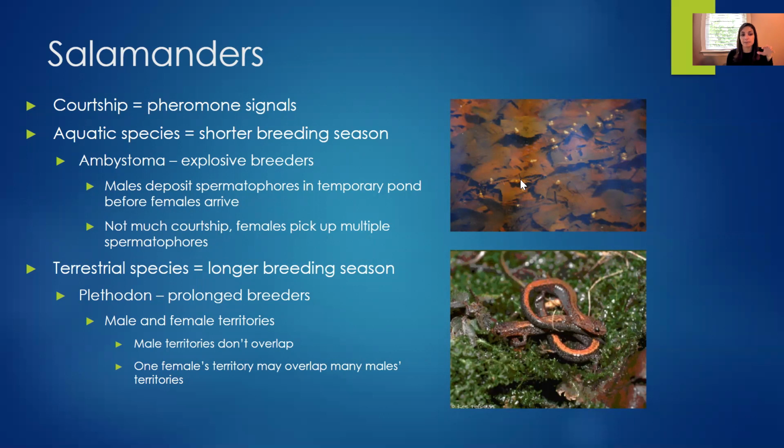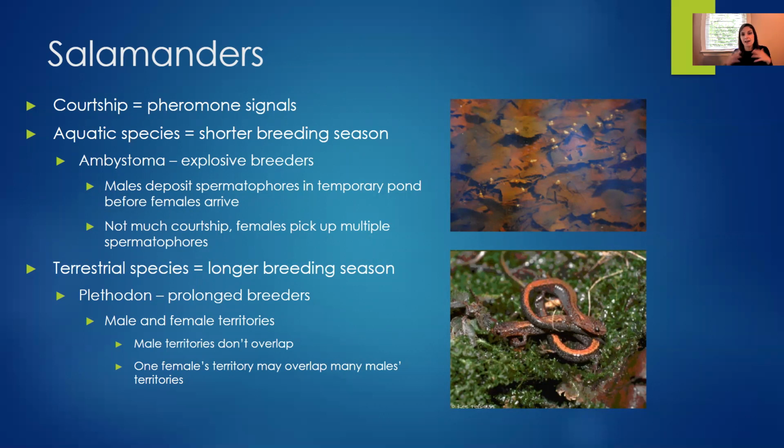Females come and so there's really not courtship. They might not ever even see each other, the male and the female. The females can pick up spermatophores through their vent, and they can pick up multiple spermatophores. So in one clutch of salamander eggs, you could have multiple fathers per se.